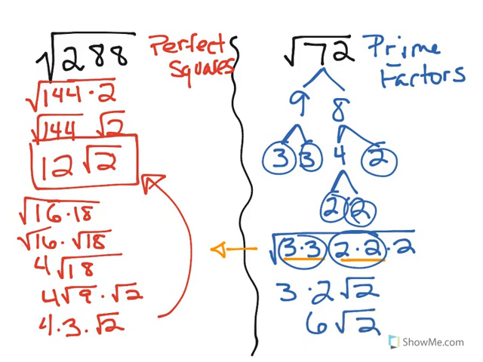So in this method over here, if you have a pair of numbers, you take one of them to the outside of the radical and cross them off from the inside. Take one to the outside, cross them off, left with 2 underneath.